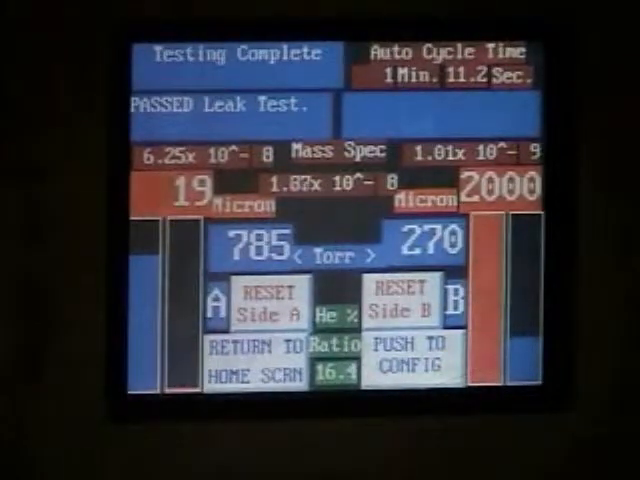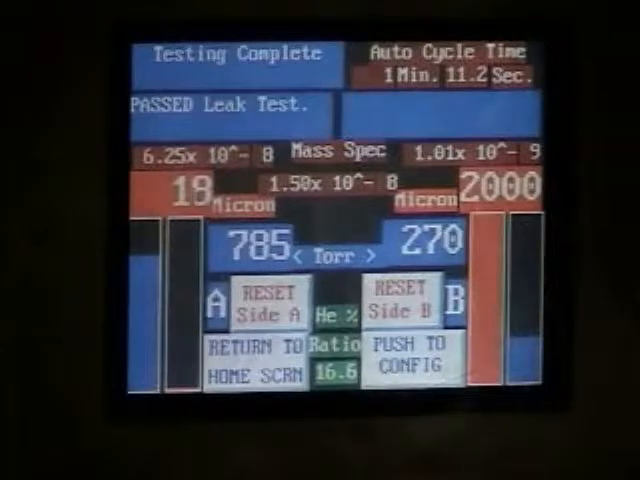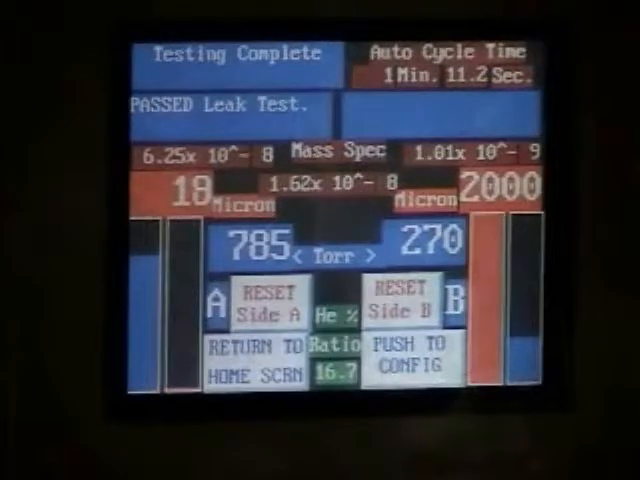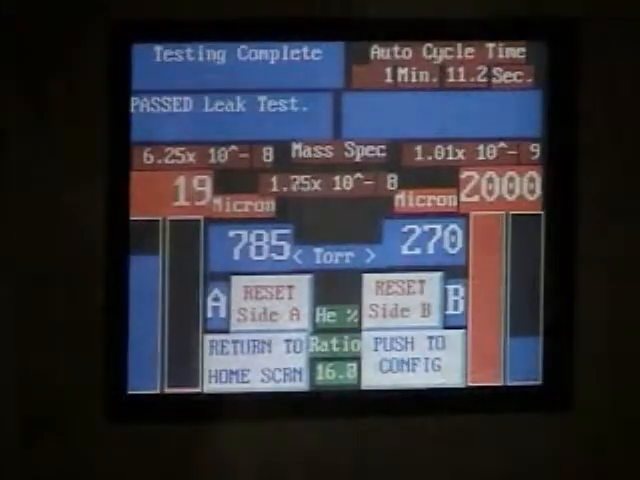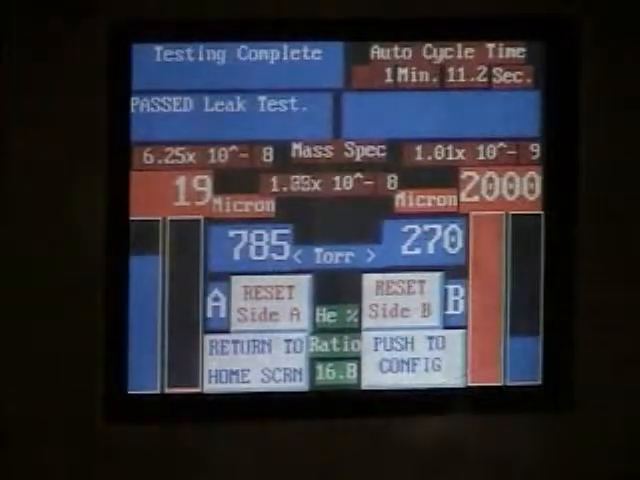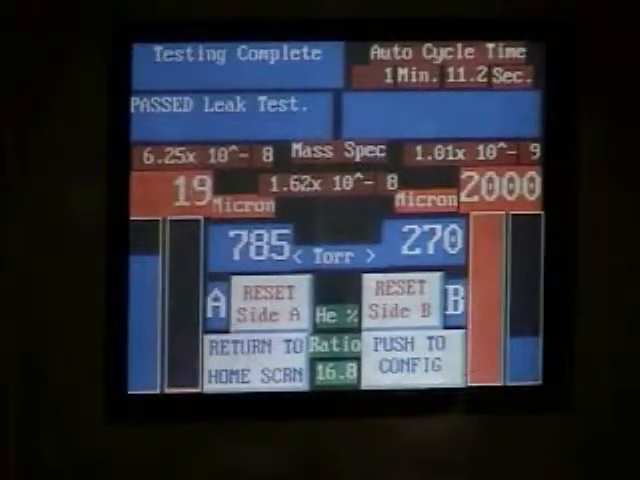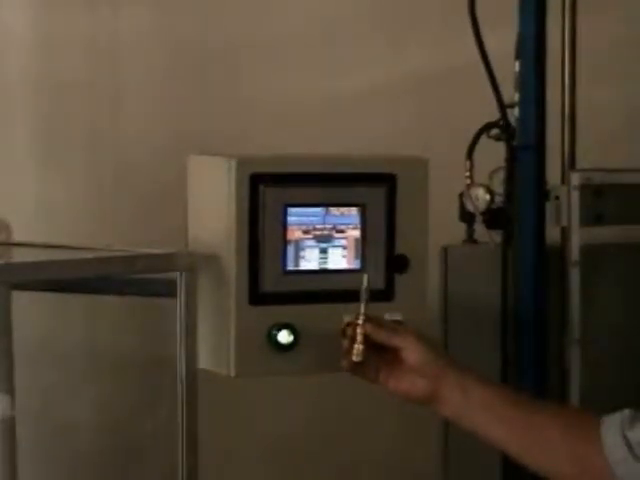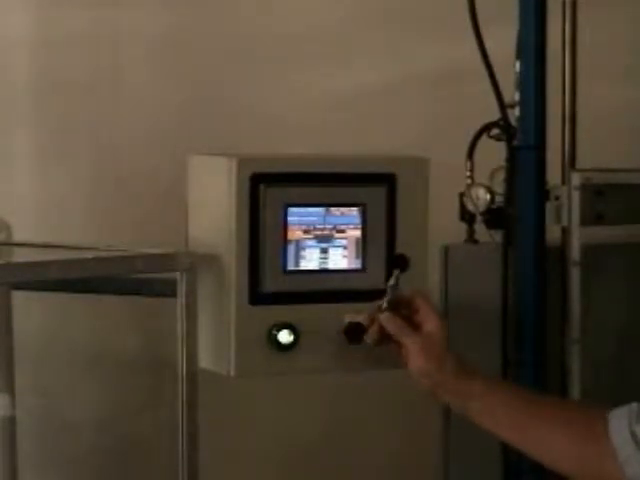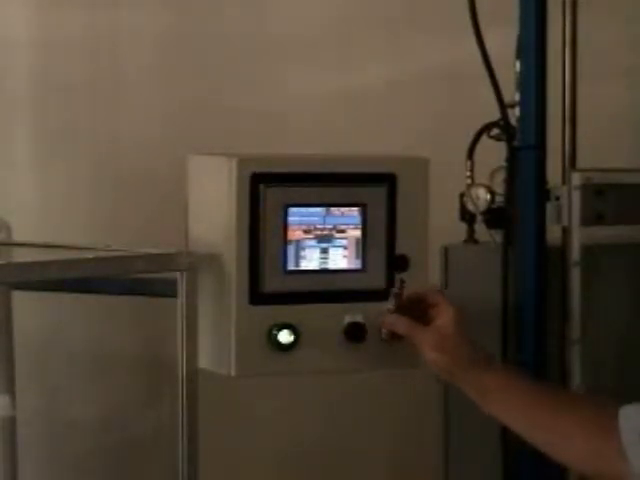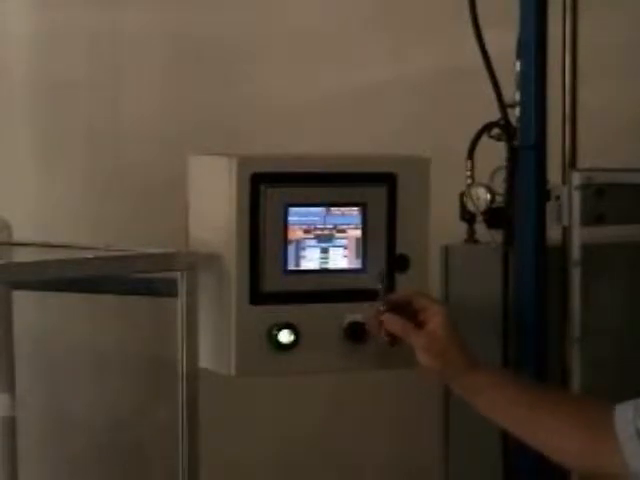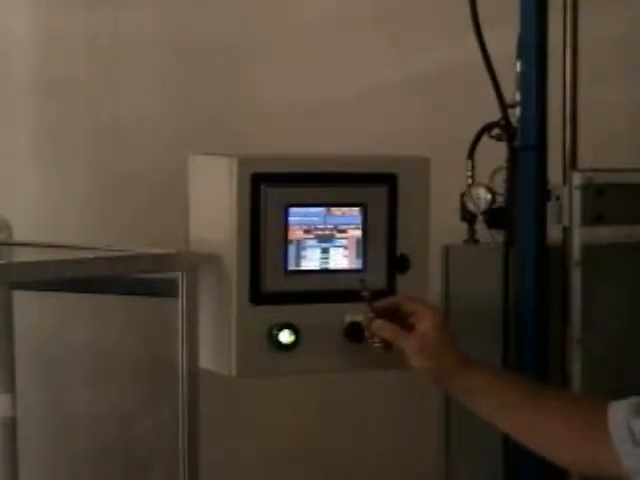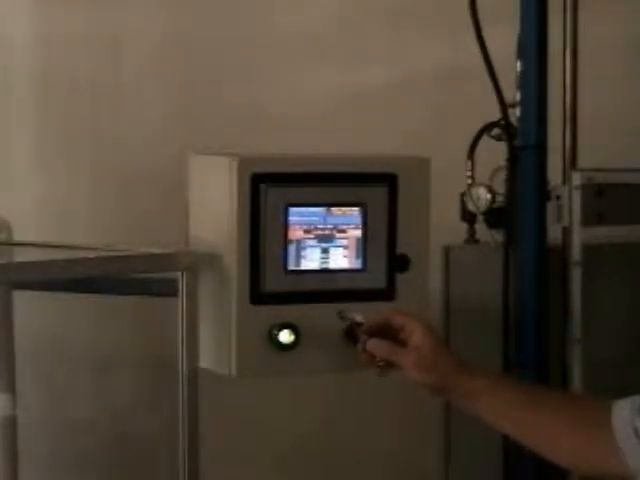Now, I have another leak standard, very similar to the one that we used on our pressure decay machine. This one, however, is a much smaller leak. This is a 1/10 of an ounce per year leak that we talked about, or it equates to 2 times 10 to the minus 5 cc's per second.